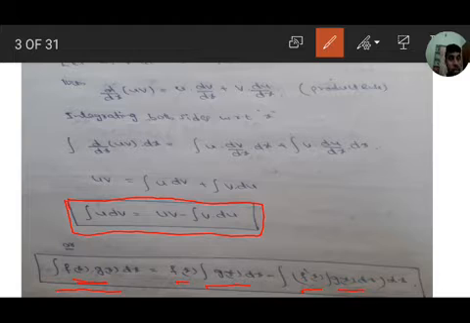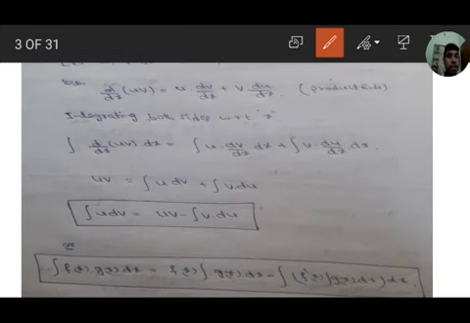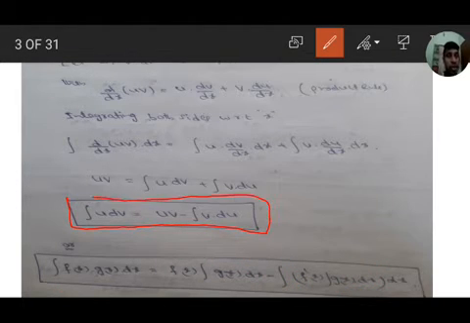That means first function into integration of the second function, minus integration of the derivative of the first function into integration of the second function dx. Mainly we use this formula: integration of u into dv equals uv minus integration of v into du. That is the formula.